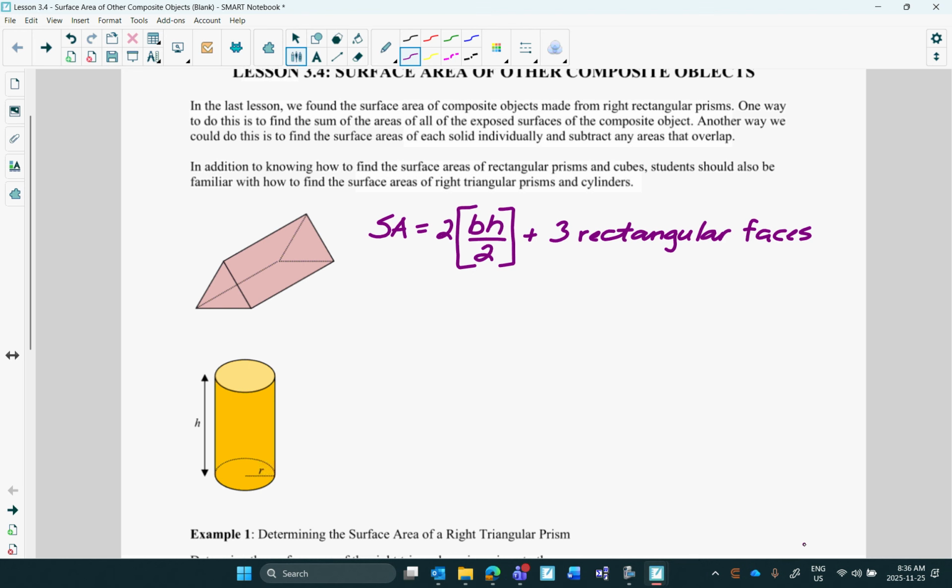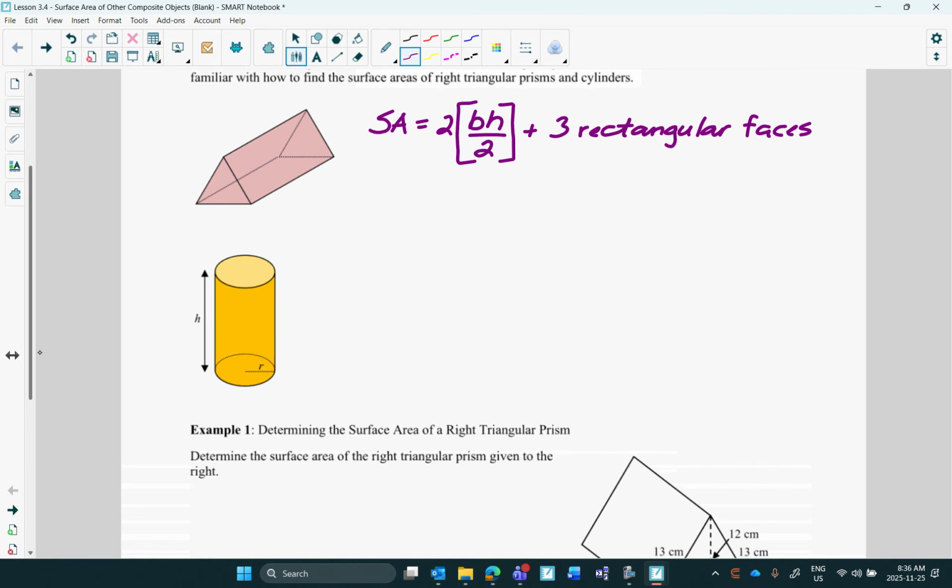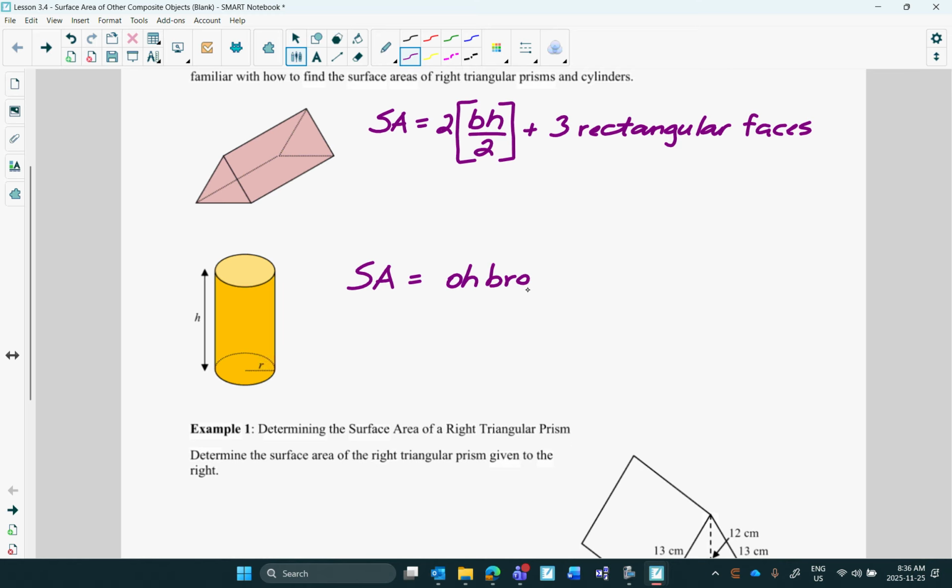What do we call this thing? Cylinder. Okay. All right, so how do we find the surface area of this? Well, which shapes are the ends? Circles. How do you find the area of a circle? And since there's 2 of them, we times by 2.